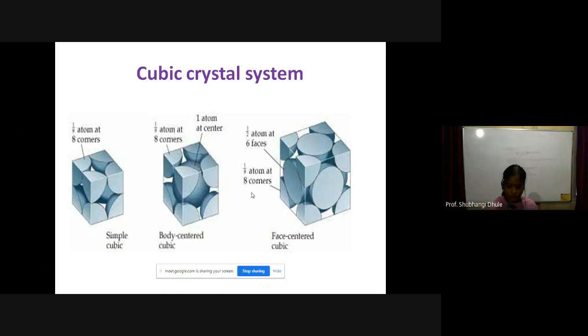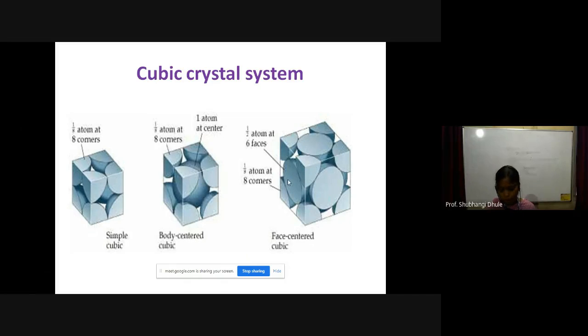Now we'll go further. The last is the FCC structure, face centered cubic structure. The contribution from each corner is 1/8, so from the 8 corners the total becomes 1 particle. And half an atom at each face, with 6 faces, so one half into 6 becomes 3 particles. So overall the particles in the cubic crystal system become 1 plus 3, which is 4.